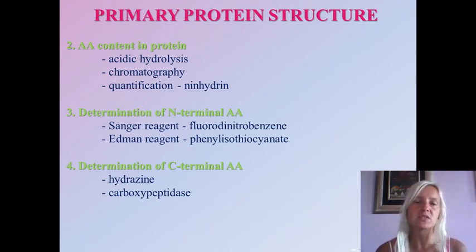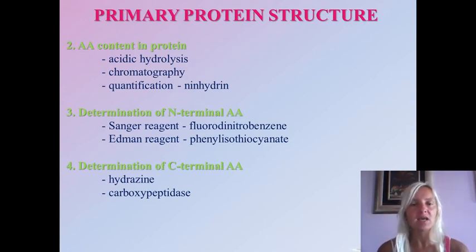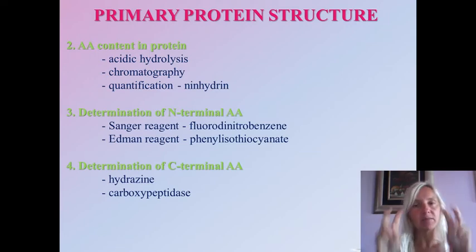And you can do it by Sanger reagent, which is fluorodinitrobenzene, which works in a way that the reagent is attached to the N-terminal amino acid and the rest of the amino acids are hydrolyzed or dissociated. This first N-terminal amino acid attached to the reagent has very specific chromatographical properties, and it differs from the rest of the amino acids, so it can be isolated and defined very easily.